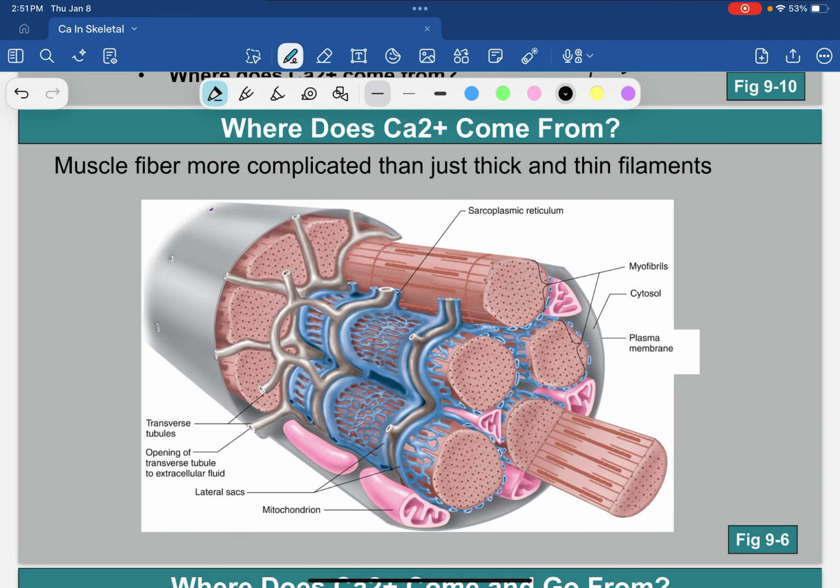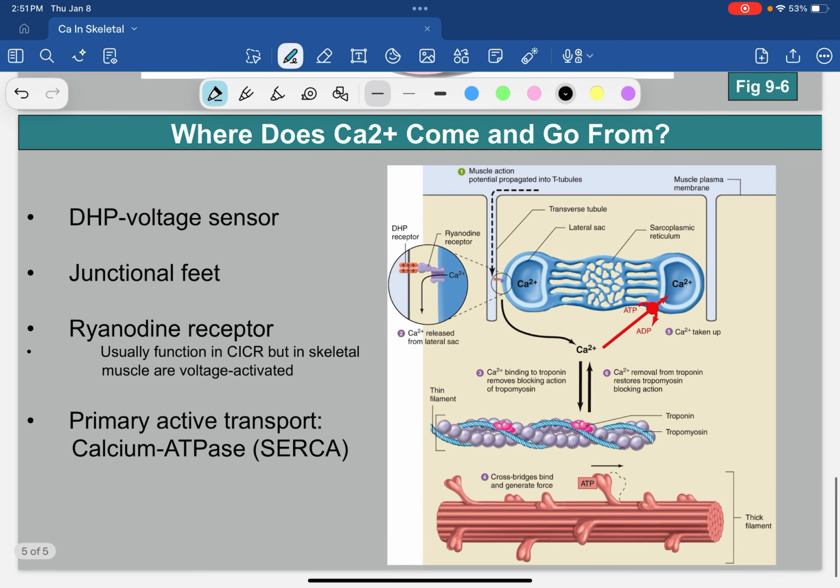Our muscle fiber is a lot more complicated, basically. The big thing that we want to pay attention to here that deals with our calcium is our sarcoplasmic reticulum. This runs along our tubules and it stores calcium. This is important because this is where our calcium is, or one source of it, I should say. So if we go down here to this diagram, this has a lot, and we just want to pay attention to what does what.